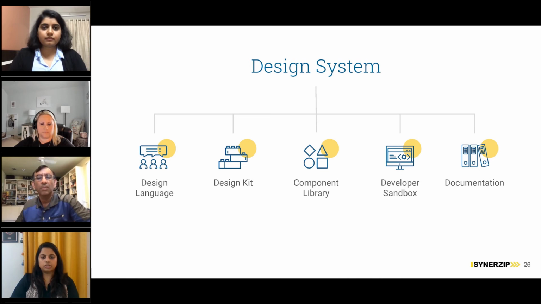Then the next essential part is a design kit. Design kit is basically the design of the components and the anatomy of those designed components. Also mentioning the behavior, the do's and don'ts, how and where and when these components can be used, and what combinations they would be used in. Next is a component library. Component library is basically the developed version of the design kit that we have in place.